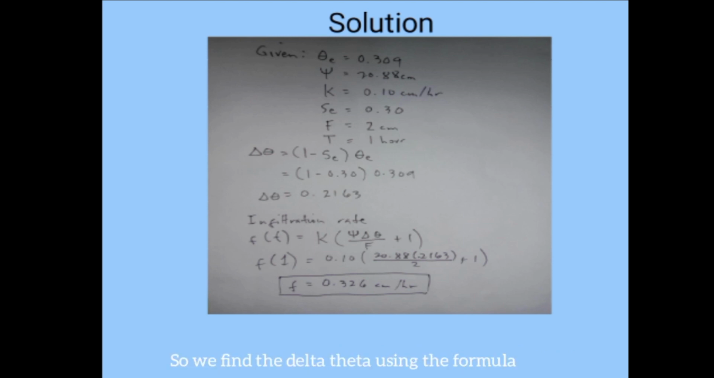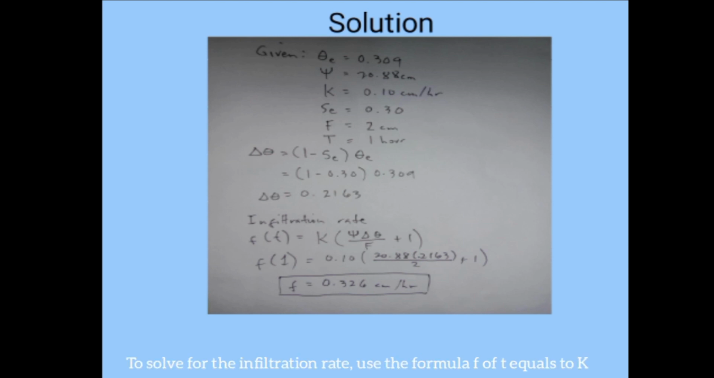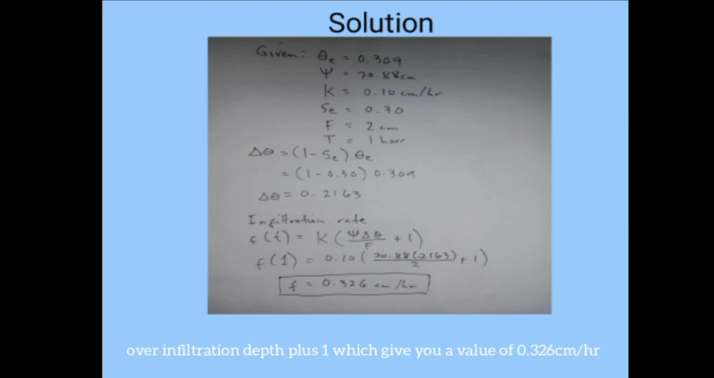We find delta theta using the formula 1 minus effective saturation multiplied by effective porosity, which gives the value of 0.2163. To solve for the infiltration rate, use the formula f of t equals K multiplied by the quantity of suction head times delta theta over infiltration depth plus 1, which gives a value of 0.326 cm per hour. And that's all for this topic.